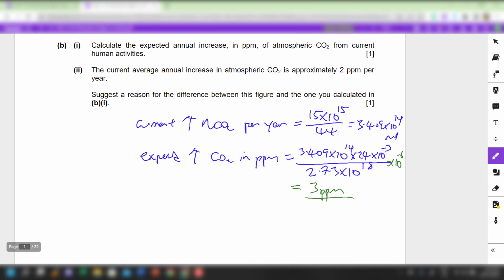Okay, and then for B part 2, we were told that the current average annual increase in atmospheric CO2 is approximately 2 parts per million. So you realize that it is actually 33% lower. Okay, you were asked to suggest a reason for the difference in figure. So you are expecting 3 parts per million, but what you are getting is 2 parts per million. So that's a good thing. Why is that the case?